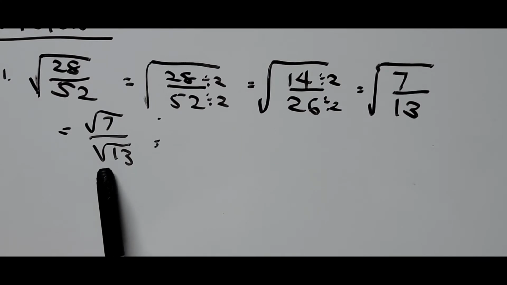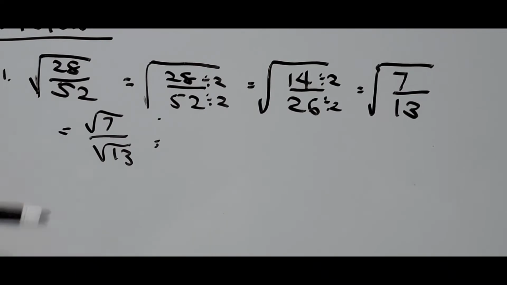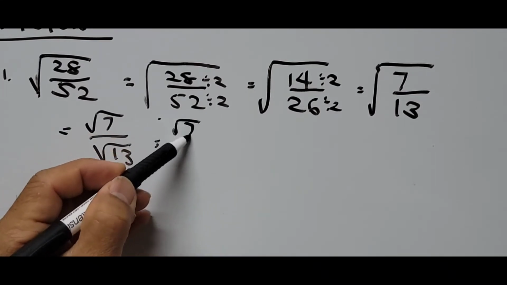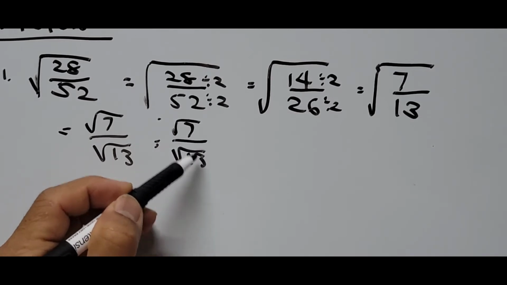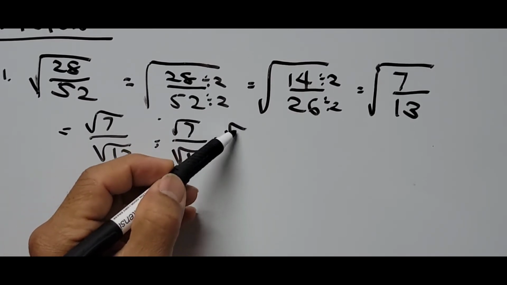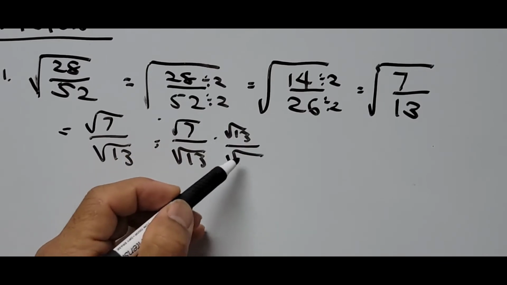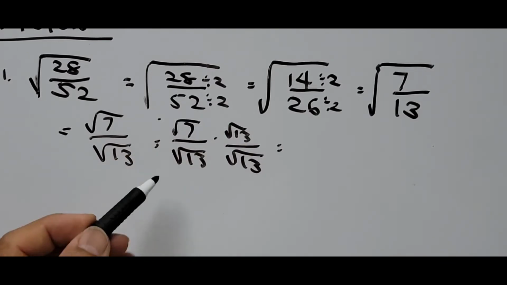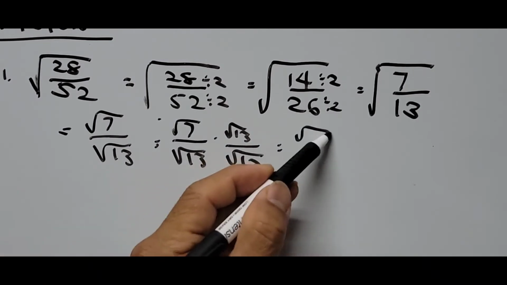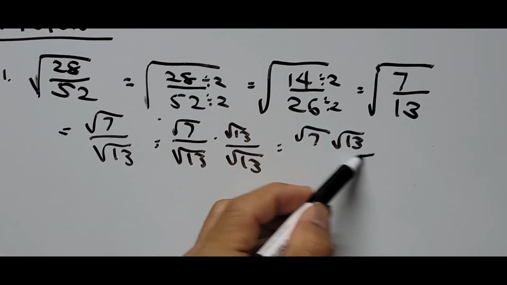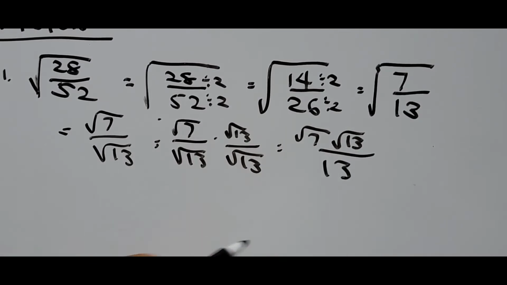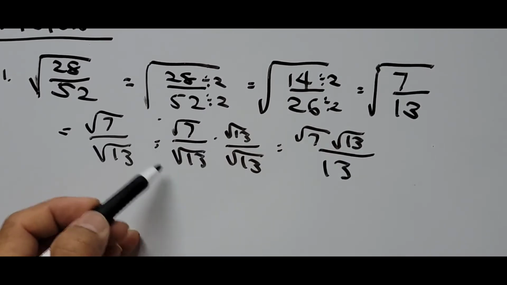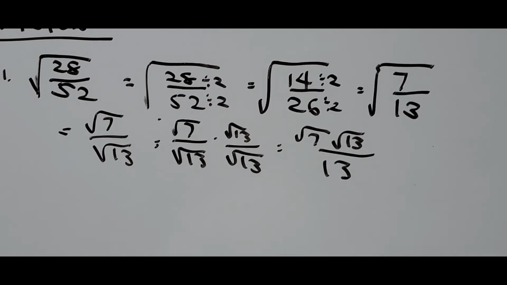That means the denominator. The rule says there should be no radical in the denominator. So to get rid of that radical in the bottom, all we have to do is multiply by itself. So that will become square root of 7 divided by square root of 13, and we multiply the whole term, the numerator and the denominator, by square root of 13. And this becomes square root of 7 times square root of 13 divided by 13, since multiplying the square root by itself will negate the radical sign.